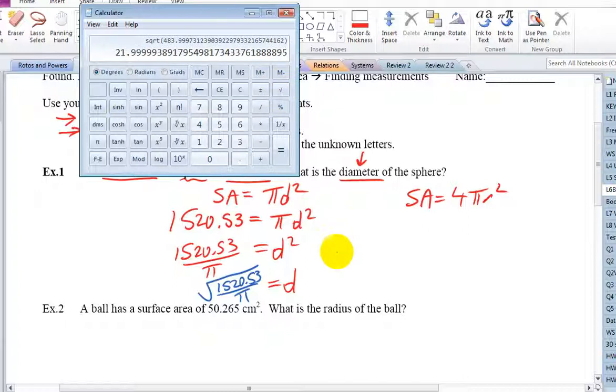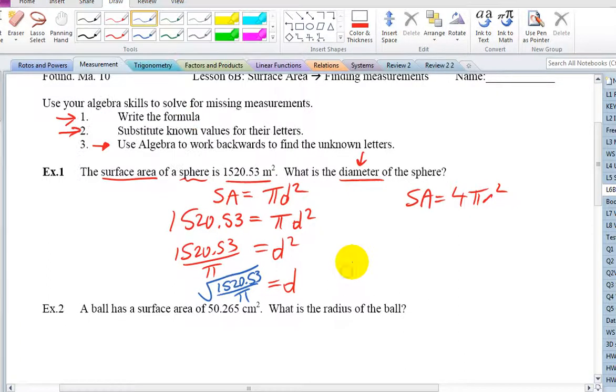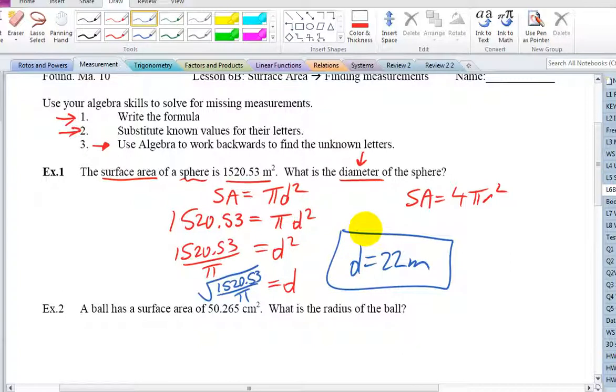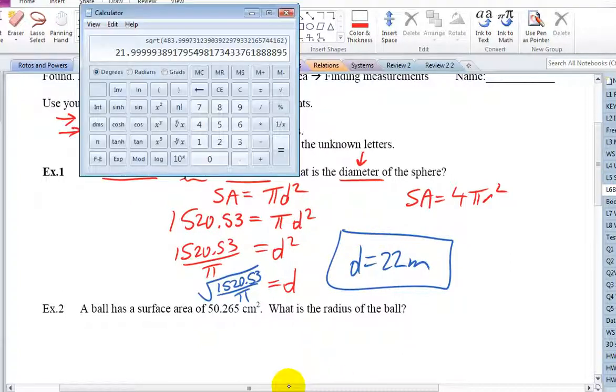So what's the diameter? I mean, look at it. 21.99999. Round anywhere. What's it going to be? 22. So diameter equals 22 meters. You can round anywhere. That's why it doesn't say to round. It's 21.999999. Round anywhere, right? It's going to go to 22.